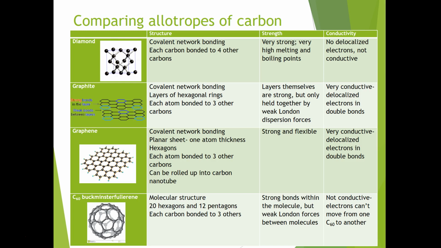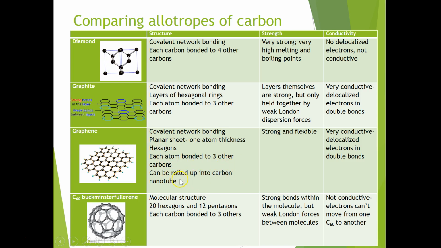Now, graphite has very strong conductivity because there are delocalized electrons free to move around. In diamond, there is no conductivity because all the electrons are tied up in those single carbon-carbon bonds. The next one is graphene. Graphene is just a single layer of graphite, so there's also covalent network bonding. Each atom is bonded to 3 other carbons.